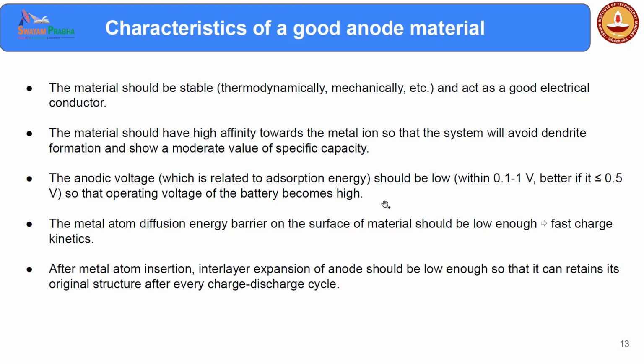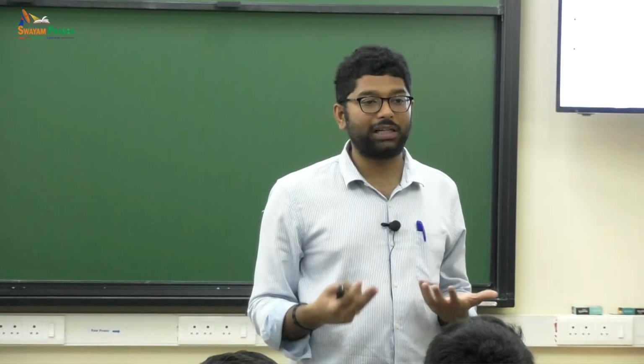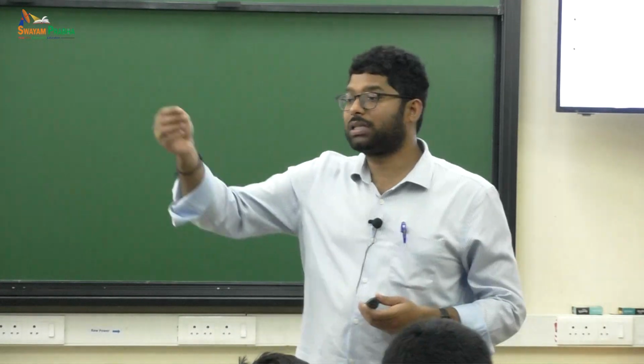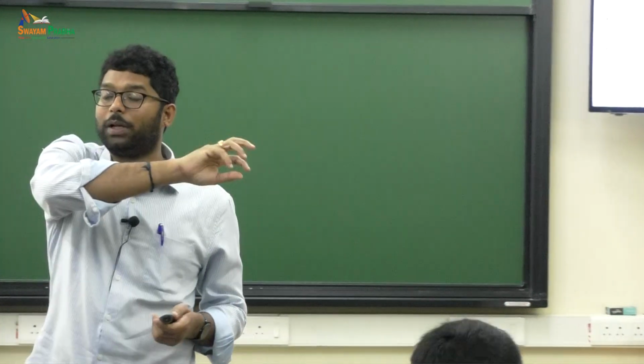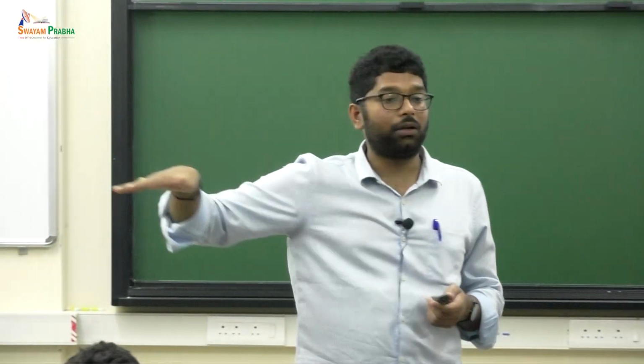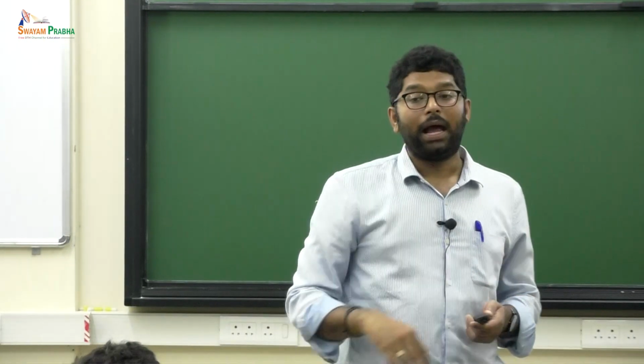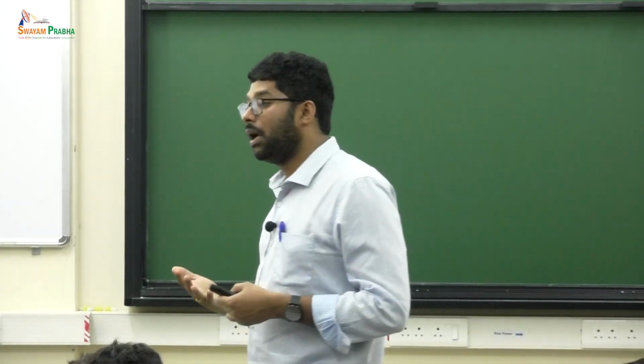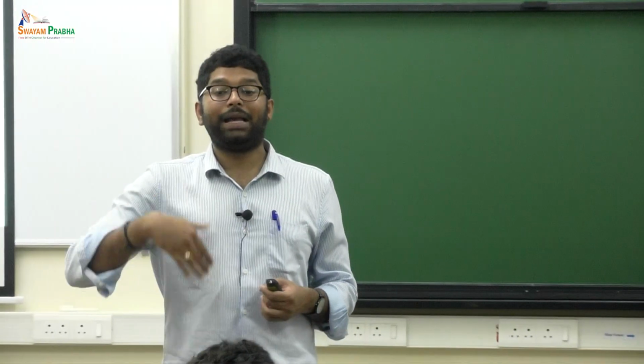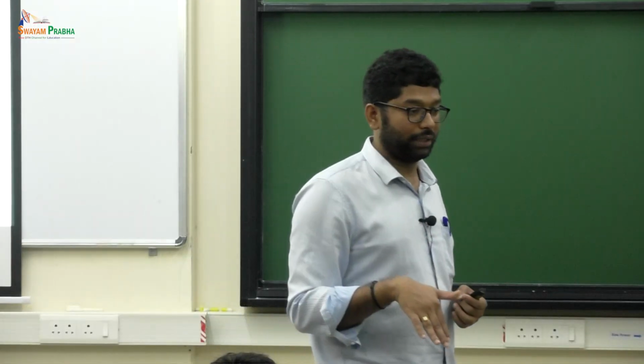And the next thing is the metal atom diffusion barrier on the surface of the material should be low. One of you already pointed out that we need fast charging, so the materials should be able to do it fast. How will that be possible? As you are seeing there, these ions will be coming and going to the anode material, and during the discharge they all have to come back. And if you consider the conductivities, electron conductivity will be very high when compared to the ion conductivity.